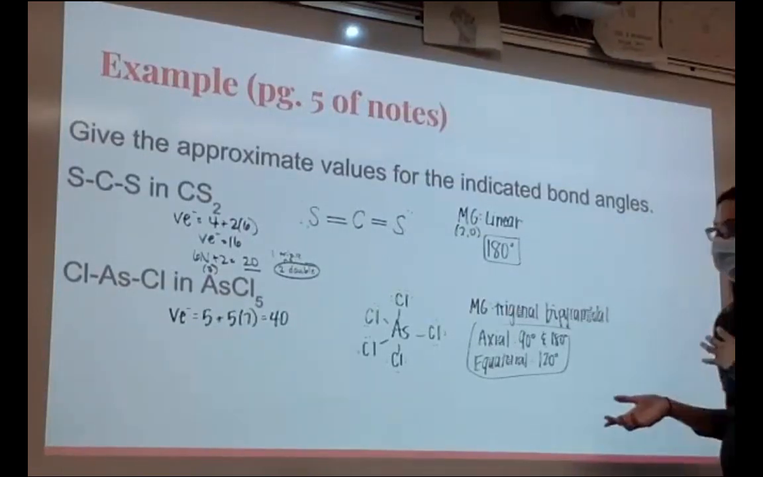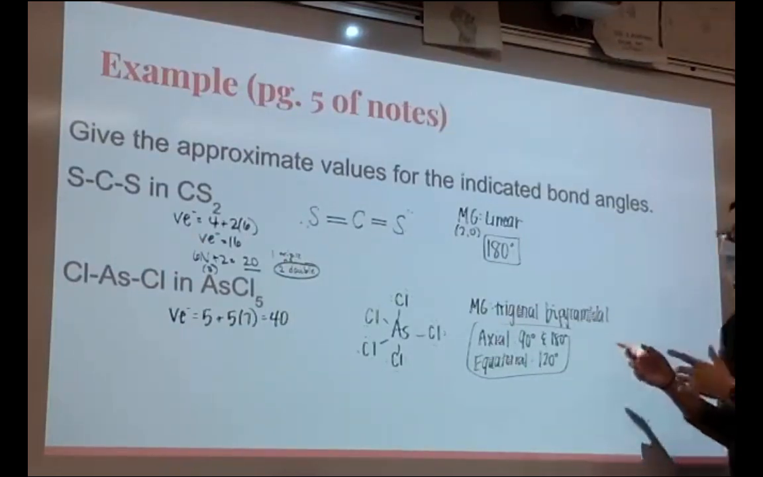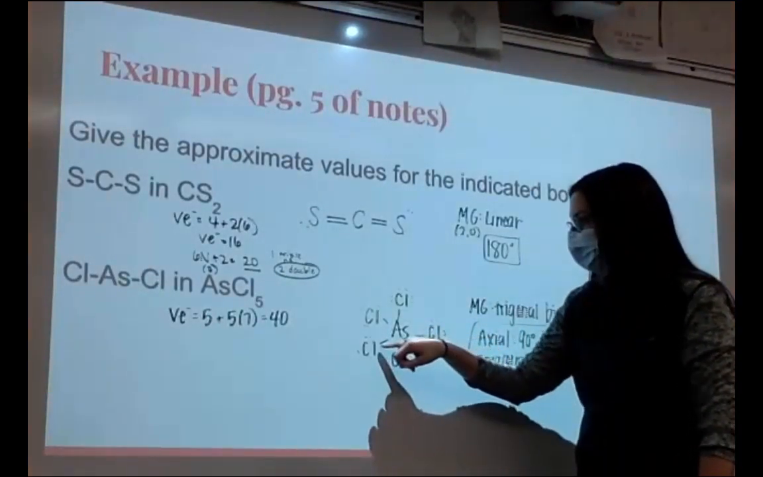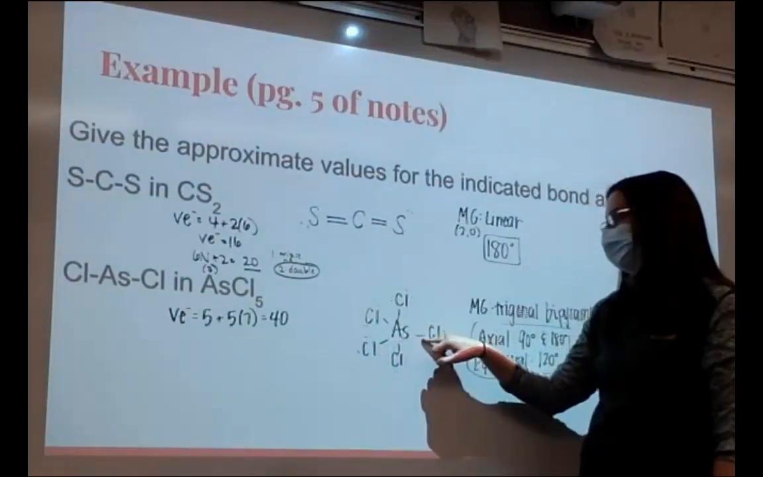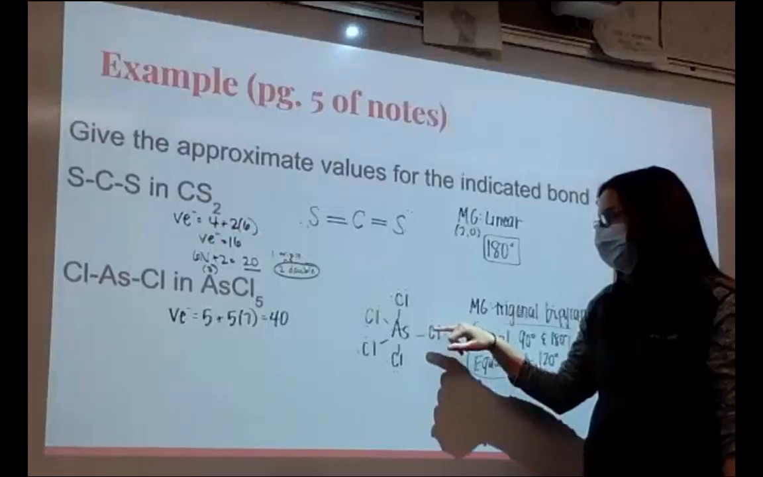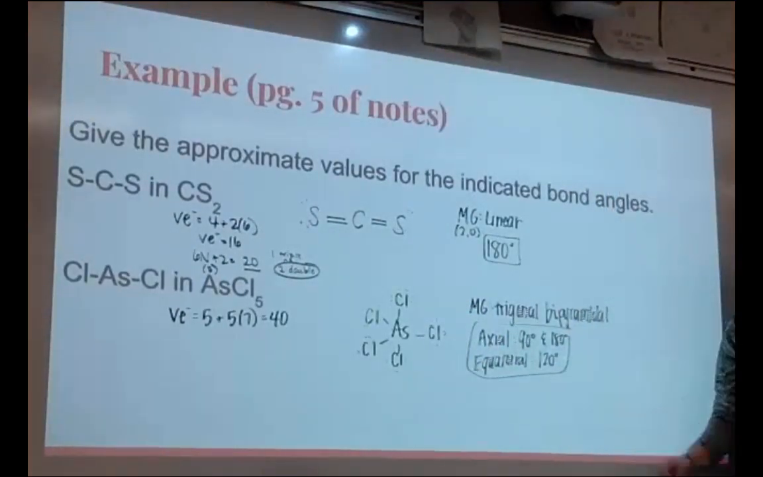AsCl5 I put on here because when you have a trigonal bipyramidal molecular geometry, you have multiple bond angles. So you can have a 90-degree bond angle. You can have 120 degrees. So from this chlorine to this chlorine, coming around, that's 120 degrees. Or from the axial to the bottom axial position is 180 degrees. So trigonal bipyramidal has 3 different bond angles.